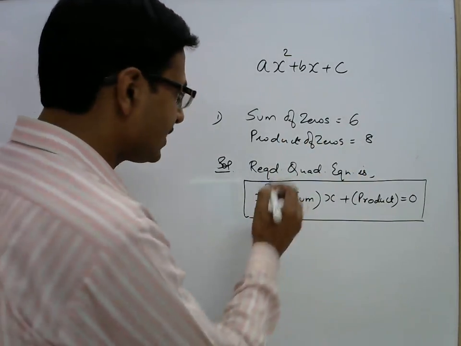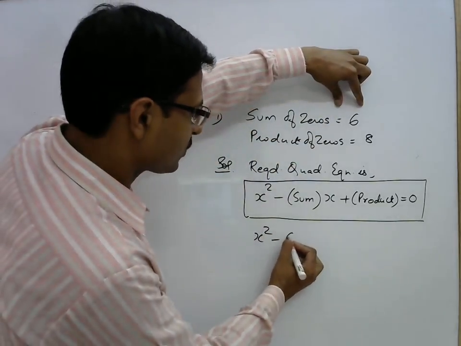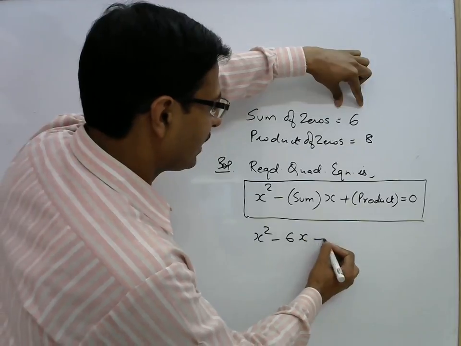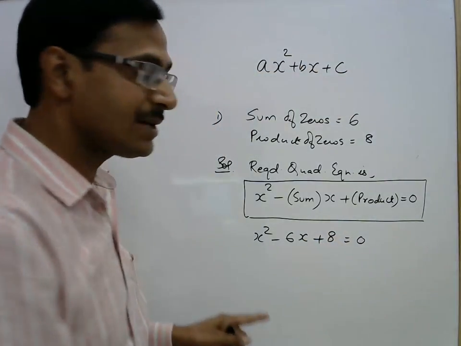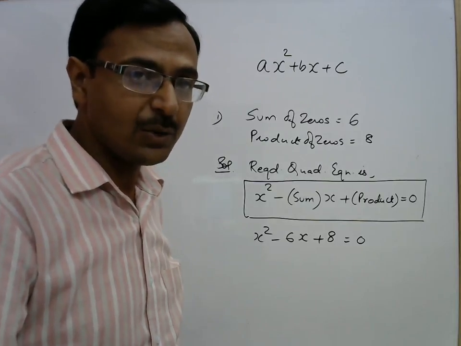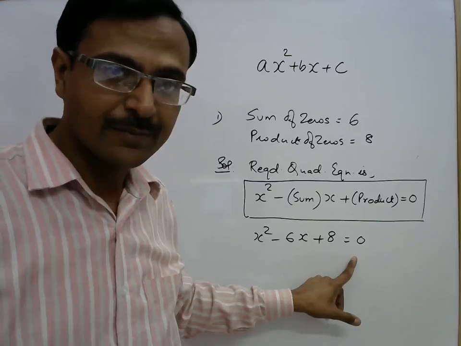So just substitute this here: x square minus sum. Now sum is 6, so just put 6, x plus product. Product is 8 equal to 0. Now this is the quadratic equation. Mind you, this is a quadratic equation because I have put equal to 0 here.